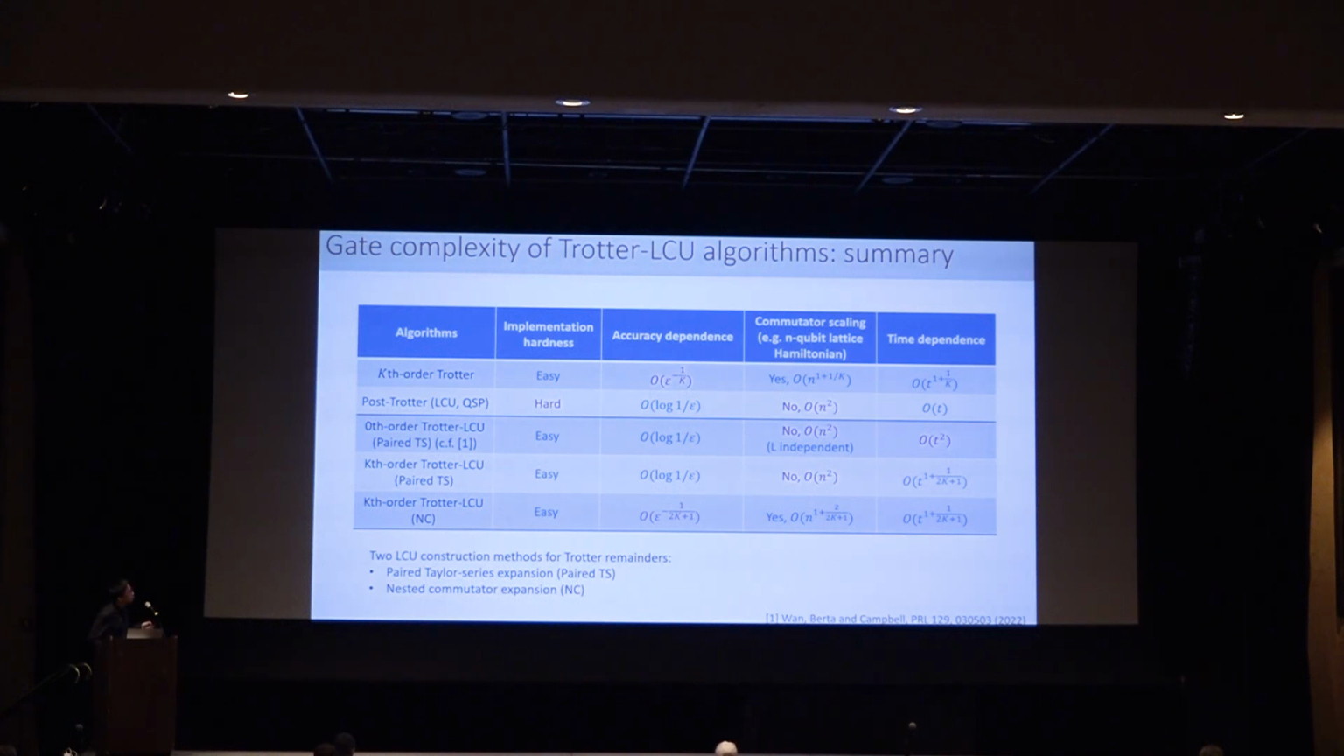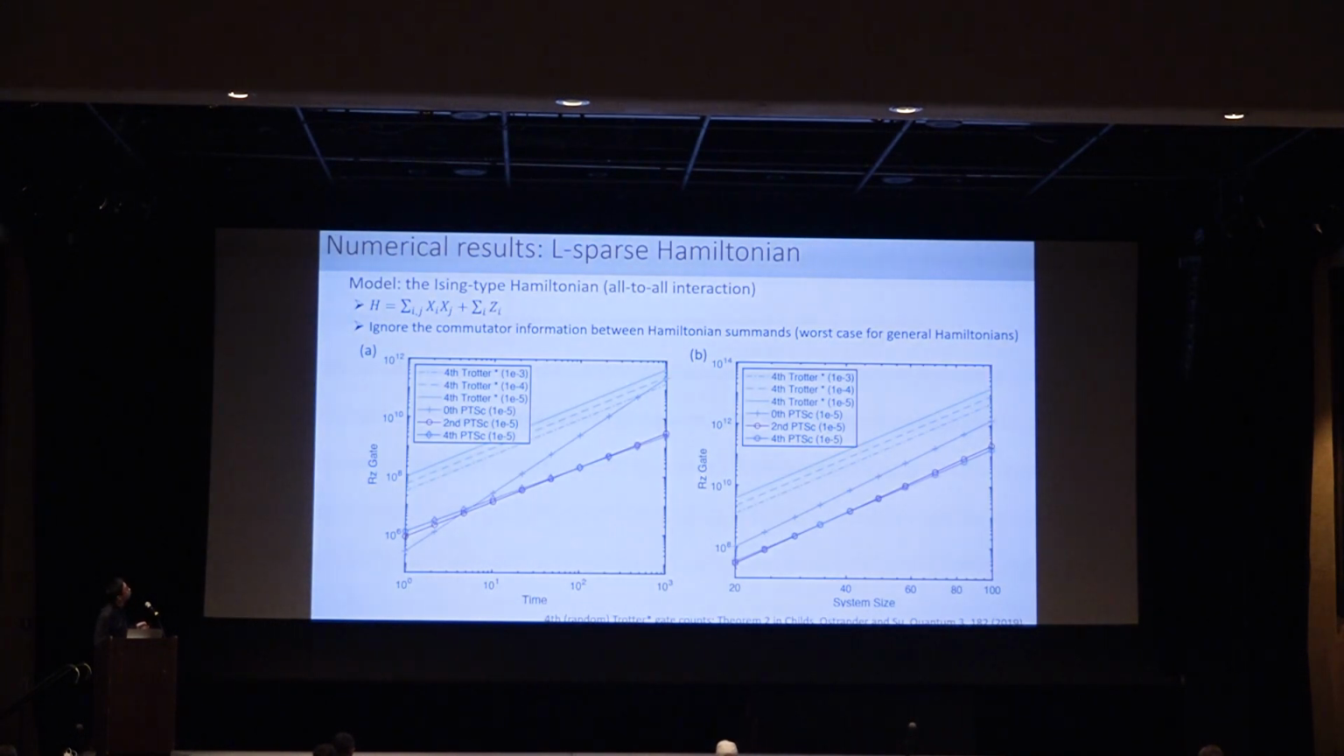Okay, and to demonstrate the practicality of our methods, we also do some numerical estimation of the gate counts. We consider two scenarios. In the first scenario, we consider the so-called L-sparse Hamiltonian, where we assume that the commutator information cannot be used to improve the Trotter errors. It's somehow the worst case scenario. In this case, the previous best protocol is to use the fourth-order Trotter with random permutation, and we just count the gate count of our Trotter LCU protocol, and you can see this gate count can be improved by a lot.